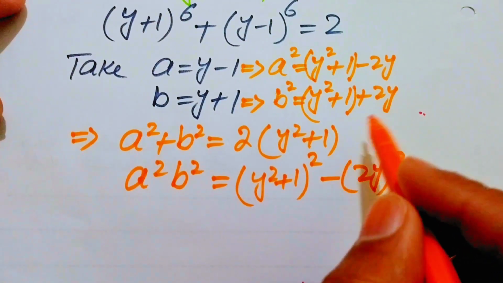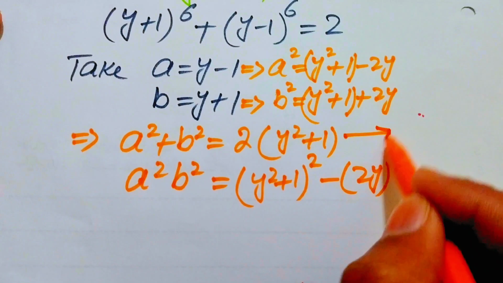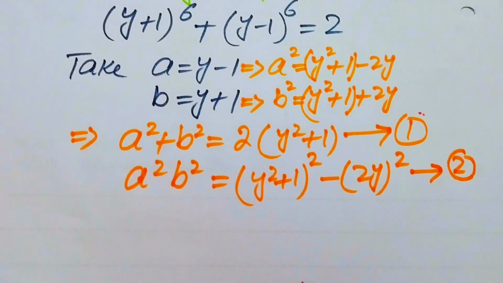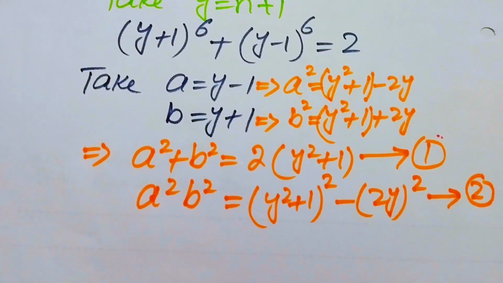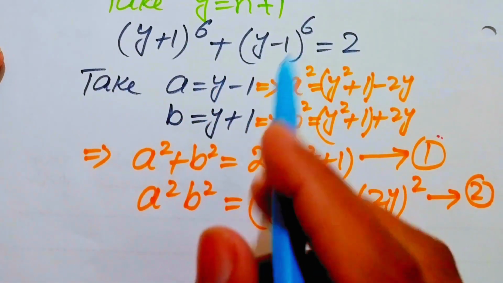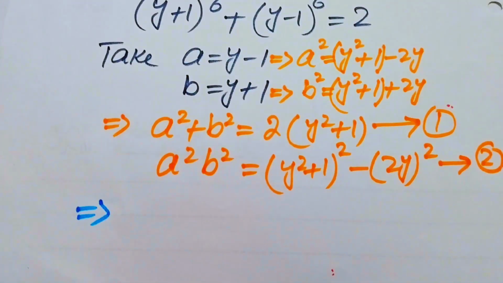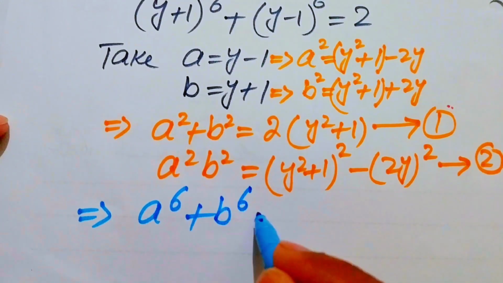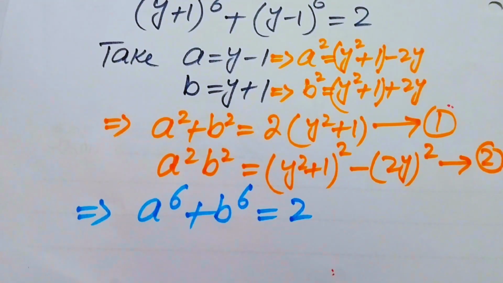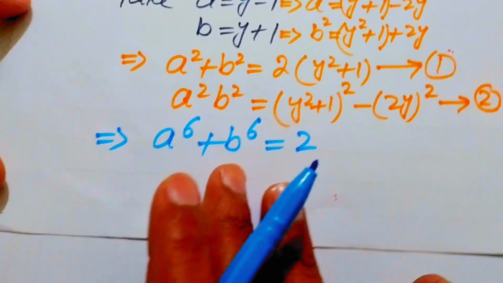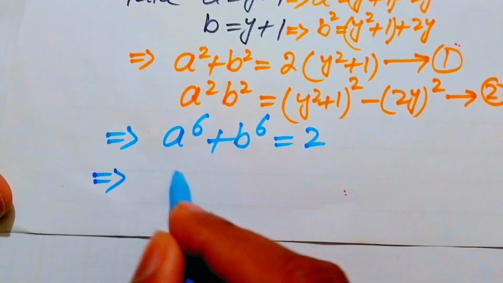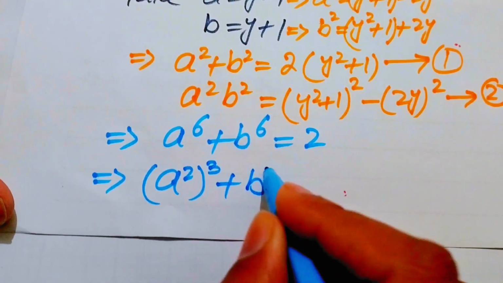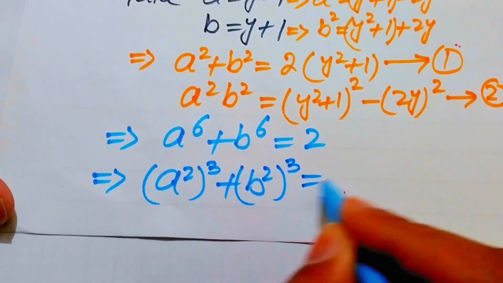So we get here these two equations, and we call this as equation number 1 and this as equation number 2. And now we put the values of a and b in this equation, then we get here a to the power of 6 plus b to the power of 6 equals to 2. And now our next target is to simplify this equation, so we rewrite this equation as a square and its whole cubed plus b square and its whole cubed equals to 2.